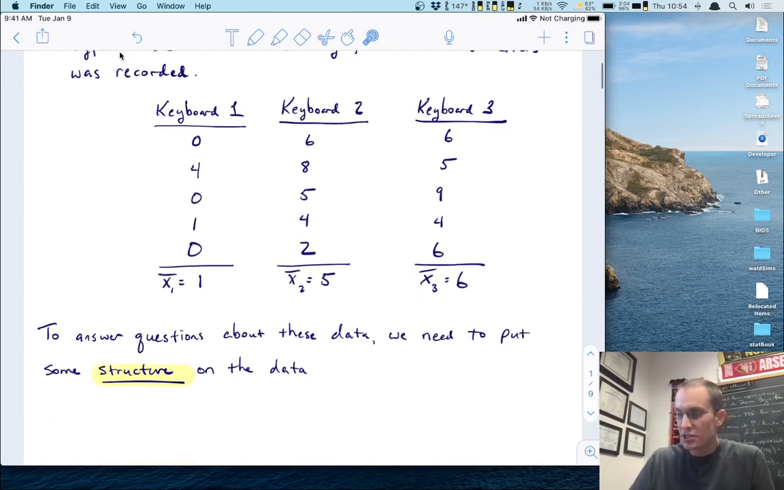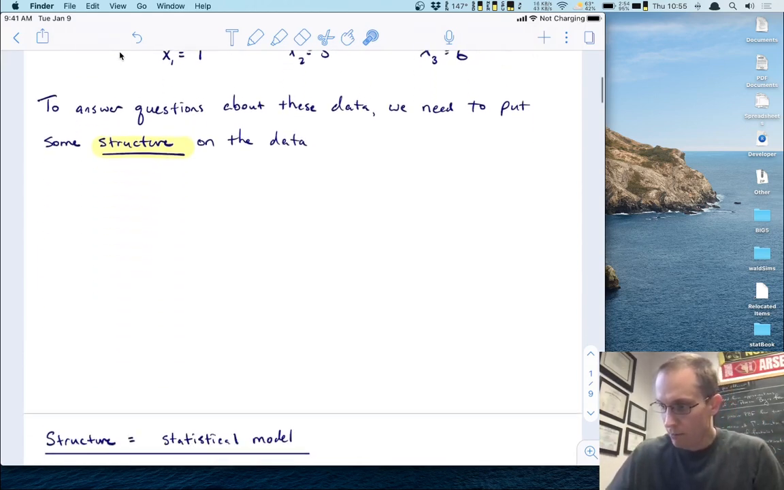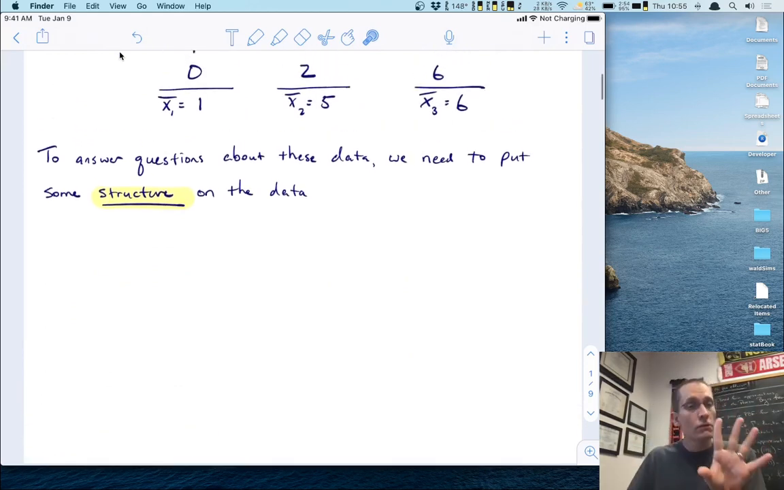So to answer questions about these data, which is our goal, what we first need to do is put some structure on the data. I want to argue that these data, as you see them, are really just kind of random stuff. And we really can't see anything about these data until we put some sort of structure. And what do we mean by structure? Well, we mean 2 things.